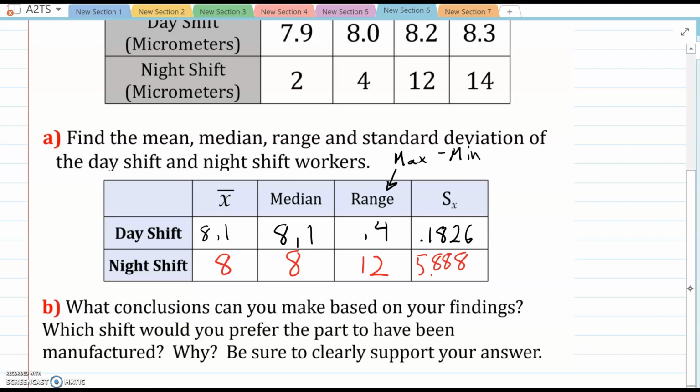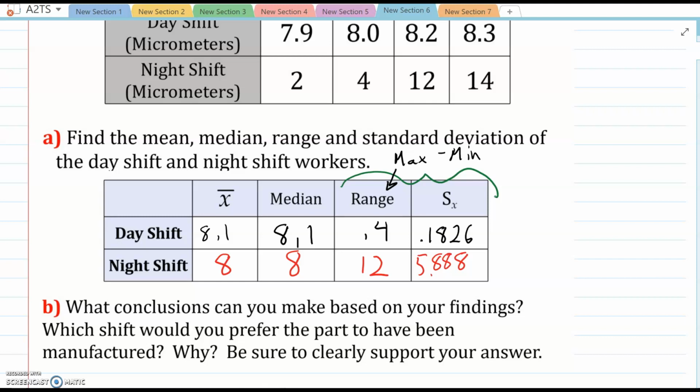Well, they both have fairly close means and medians, and I'm now looking at the last part. We're looking at the range and the standard deviation. In both of these cases, the number is much, much larger for the range and the standard deviation.